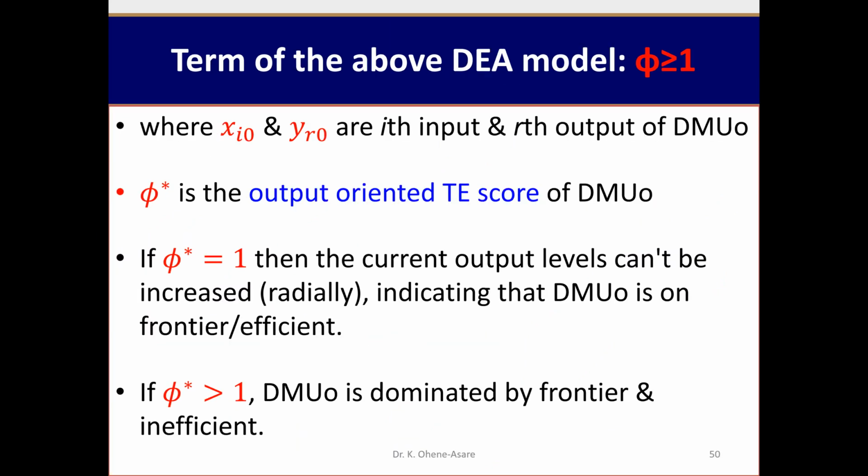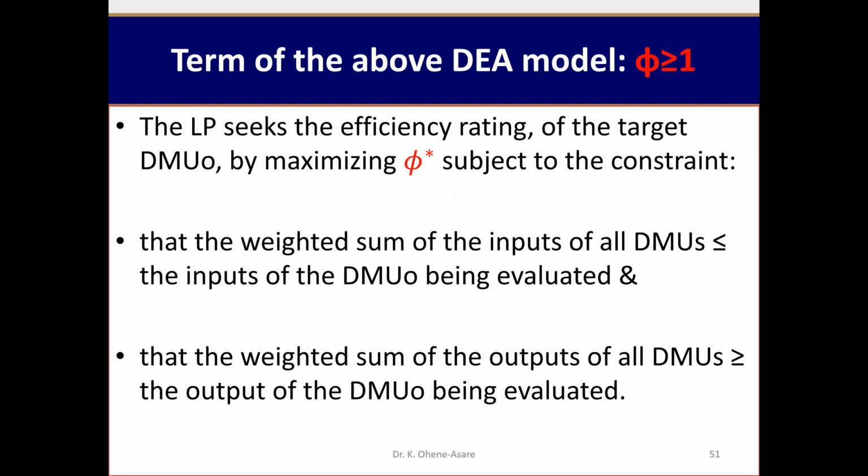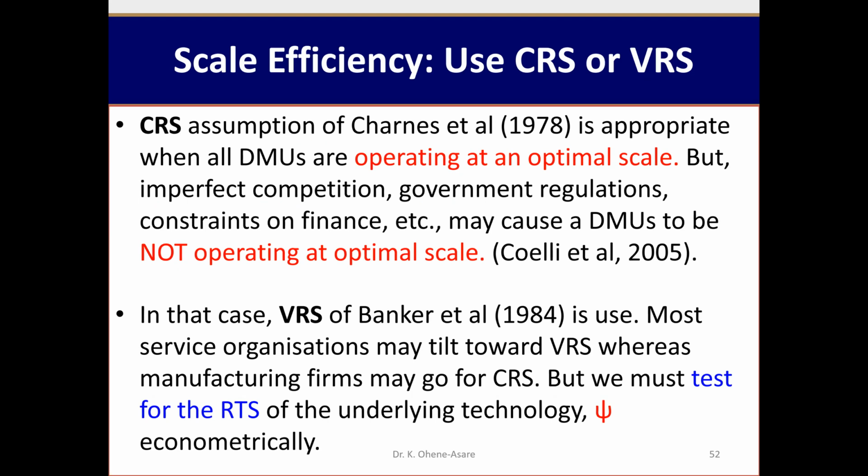So, some few things about what you've done. The X_i0 and Y_r0 are the input and output of that particular DMU. Secondly, phi star is the output-oriented score, a number. When it is 1, it means that the DMU is efficient. It means that the current output cannot be increased further, radially speaking, which means that the DMU is on the frontier. But when it is bigger than 1 in an output orientation, it means that the firm is dominated or is inefficient. And the details of the model, I've explained how it all works.